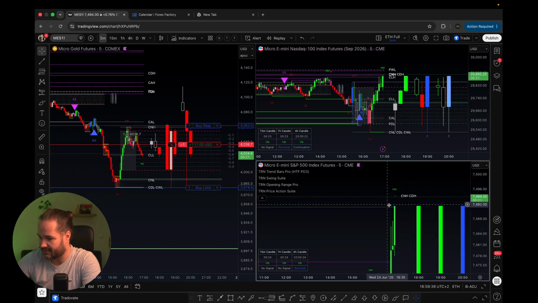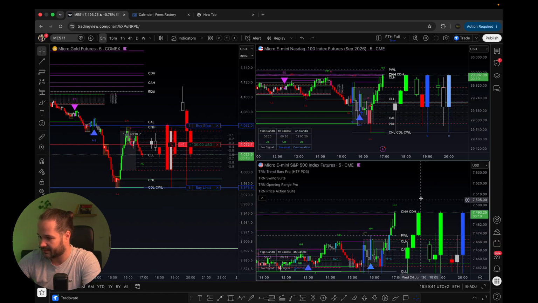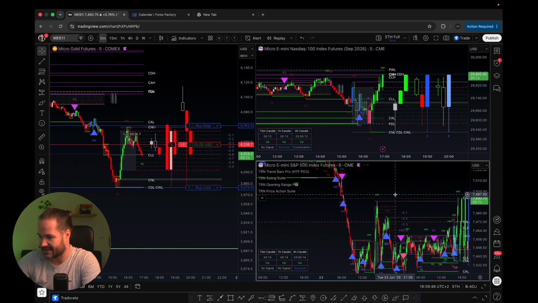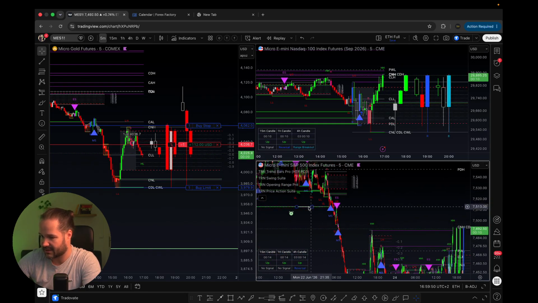And now we have it. Can you see the reaction? Wouldn't be surprised if we pump a little higher here, because this is a massive level. Look, there's nothing above us. Yeah, this is the next resistance line here.